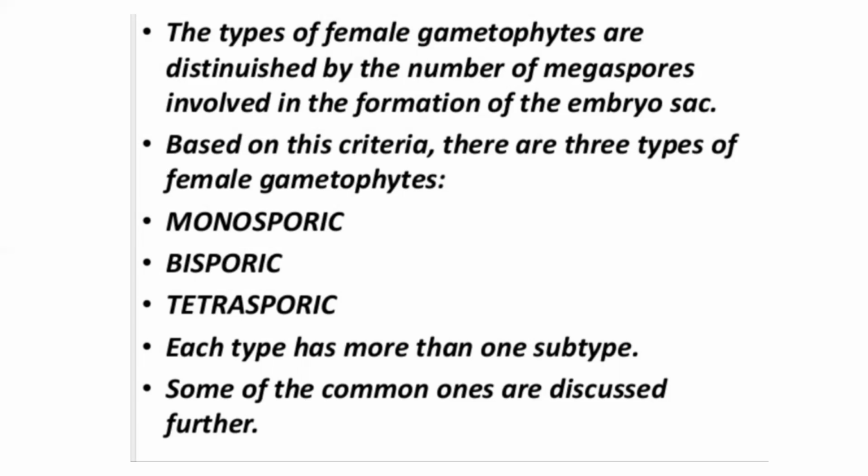The types of the female gametophytes are distinguished by the number of megaspores involved in the formation of the embryo sac. So it is based on this criterion. There are 3 types of female gametophytes: monosporic, bisporic, and tetrasporic. Each type has more than one subtype, and some of the common ones are discussed further.